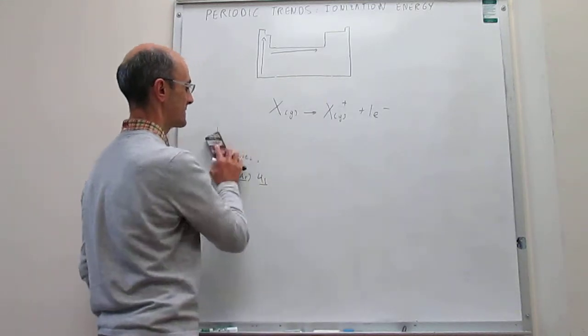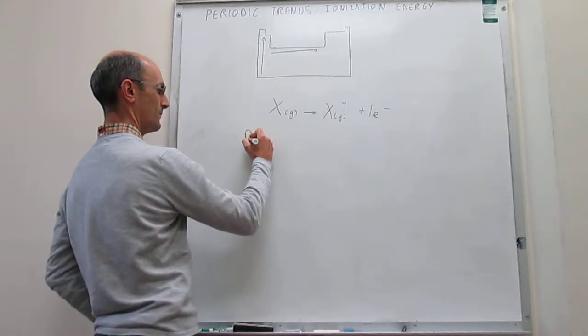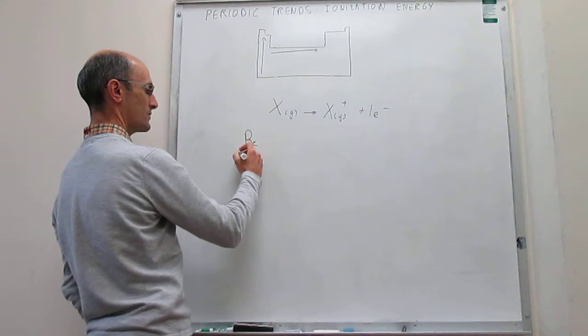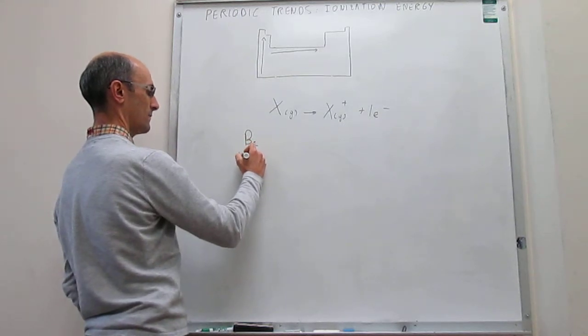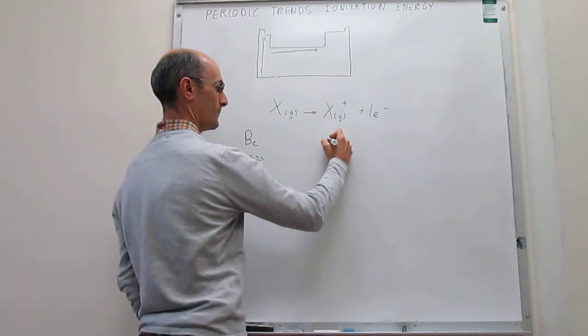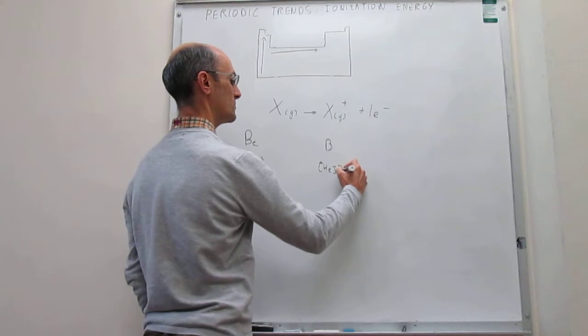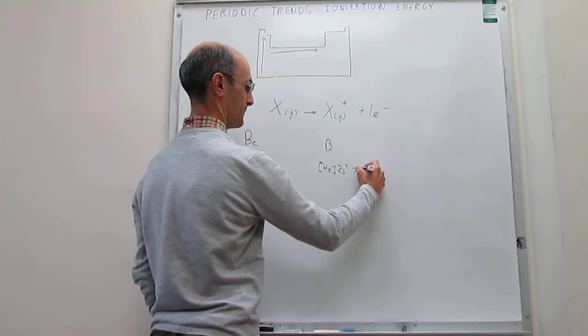Let's discuss here the case of beryllium and boron. Beryllium has an electronic configuration of helium 2s2, and then boron has an electronic configuration of helium 2s2 2p1.